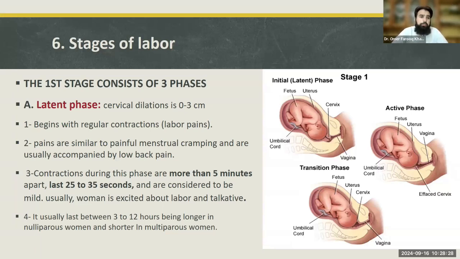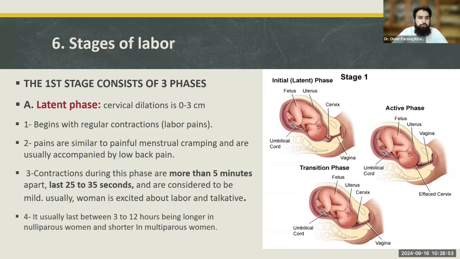So the first stage of labor consists of two phases. I accidentally wrote three phases. Basically, there are two phases. So one is the latent phase. Cervical dilatation is 0 to 3 centimeter. It begins with regular contractions. So labor pains have started, and they are true labor pains. Cervical dilatation has started, and it's 0 to 3 centimeter.